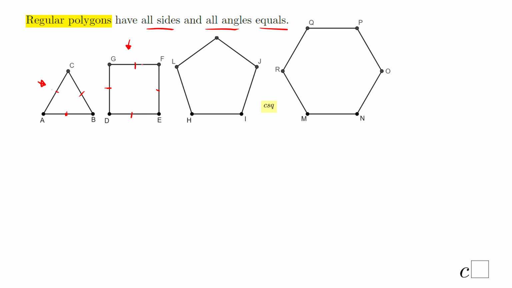This is the square. Now this is a regular pentagon, I'm sorry. A regular polygon with 5 sides is called a pentagon, and this is a hexagon. This is the polygon that has 6 congruent sides, regular hexagon, and 6 congruent angles.